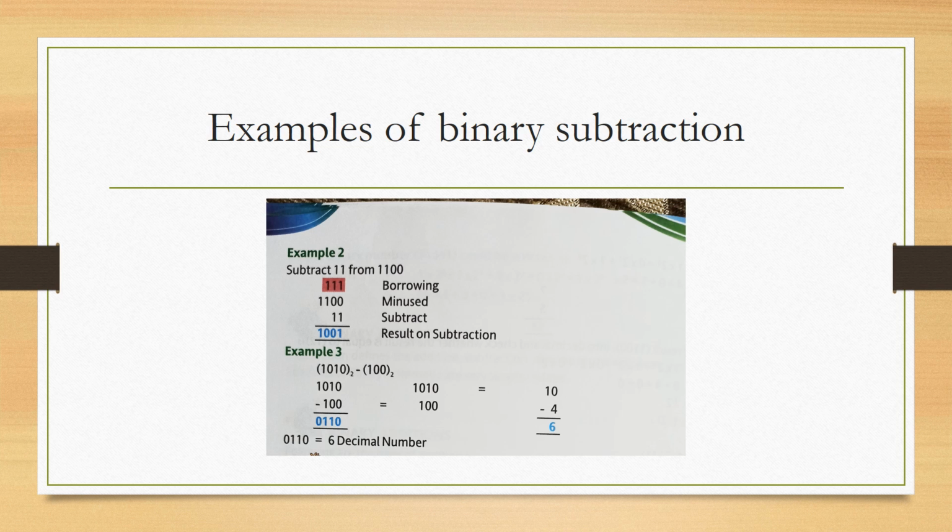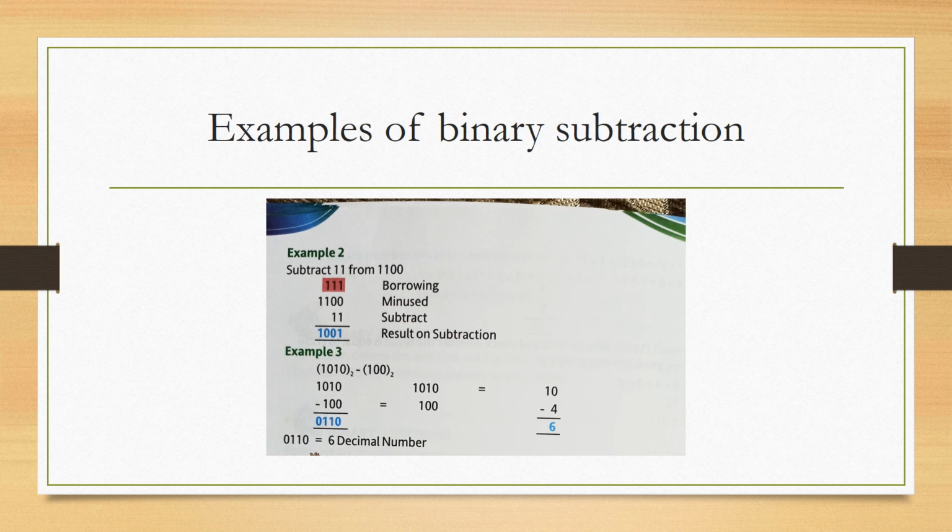So we write 1100 at the top and 11 as given in your slide at the bottom. We cannot subtract 1 from 0, so we borrow from the place where we get the 1. Now the number becomes 10. 10 minus 1 is 1. Further, the 0 is changed into 1. 1 minus 1 is 0. From the right side, the second number is now 0. 0 is 0 here and 1 remains 1. So the subtraction answer is 1001.